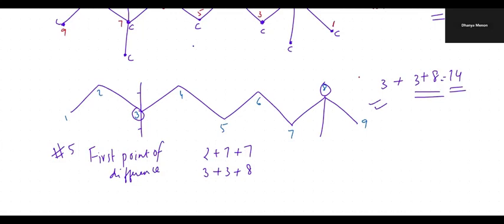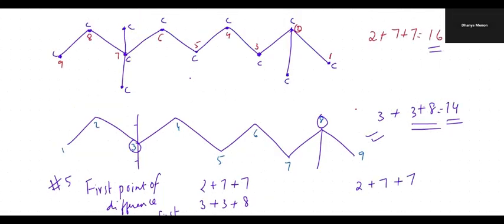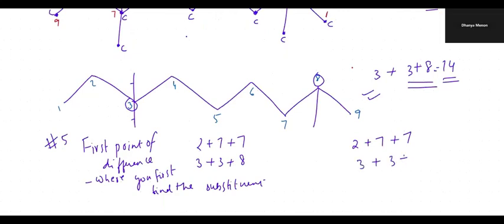Okay, that means in simple words, where you first find the substituent or branching. Don't get confused regarding this. So here, if you compare, that's why I've written it at the side here: 2 plus 7 plus 7. This is according to the first chain. Second chain is 3 plus 3 plus 8. From here, if you see the first point of difference, you're giving the substituent the lowest number 2.